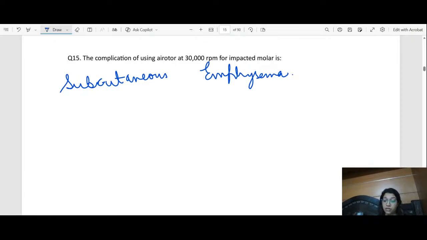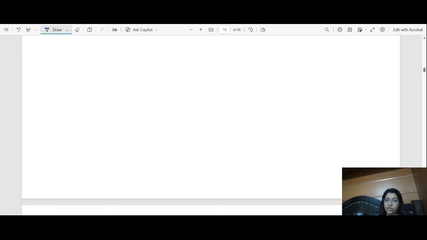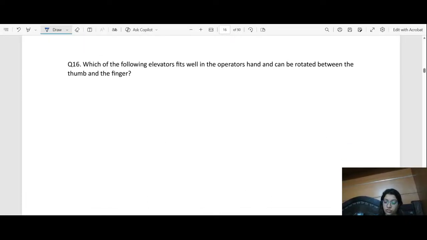How does it happen? The mechanism: the high pressure air from the air rotor can leak into the soft tissues through the surgical incisions or around the tooth, especially when working on a deeply impacted molar. So, it is never advised to use an air rotor for the surgical extraction of impacted third molars. Use a micromotor.